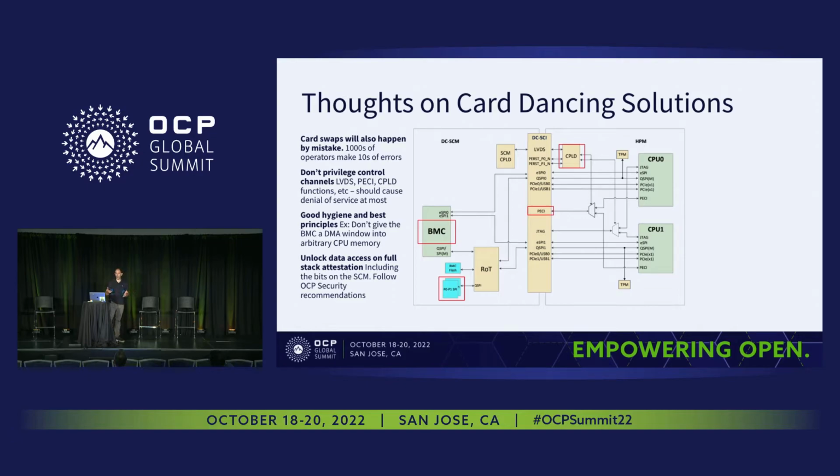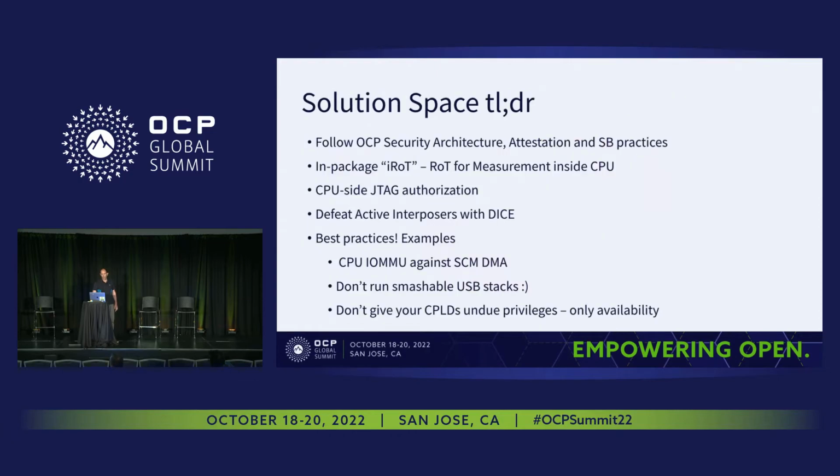I think we're talking about security best practices, right? And good hygiene. So that's the end. This is a short presentation and that's why it's the last one, right? So follow the OCP security architecture, best practices on attestation, best practices on secure boot. Make sure your CPUs and everything that touches confidential data is running the code that it should be running. Move that into an RTM inside the CPU. Only authorize JTAG from the CPU side. And follow what Jeff and others have been saying, with Project Kirkland, defeating active interposers with DICE.